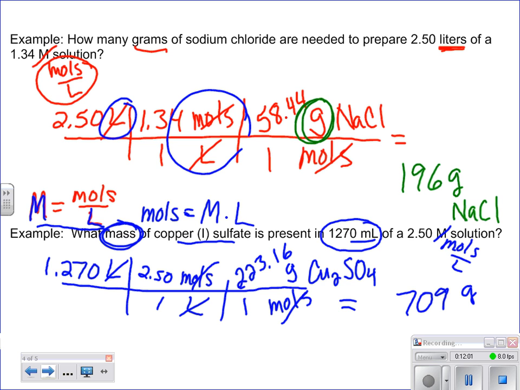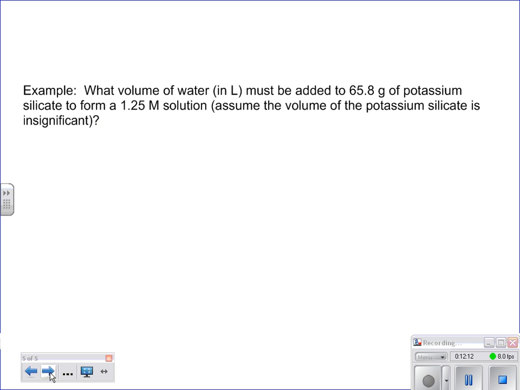Okay, last problem that we have. Notice that so far what we've done is we calculated molarity, we calculated mass, which means we calculated moles first. So now what we want to do is solve for volume. The way this one's phrased, it says what volume of water in liters must be added to so many grams of potassium silicate to form so many molar solution. Assume the volume of the potassium silicate is insignificant. It could have just as easily said, what is the volume of the solution that is created when 65.8 grams of potassium silicate form a 1.25 molar solution. So we're not thinking about the volume of our solute.